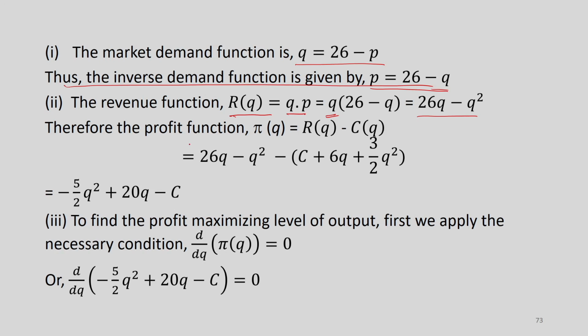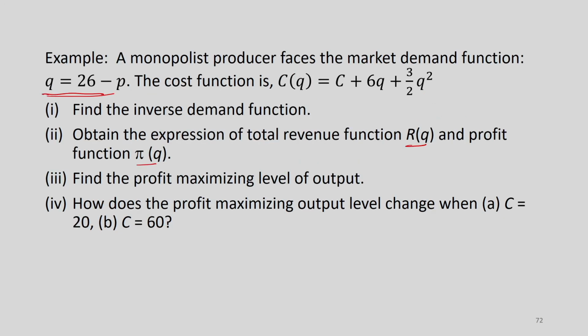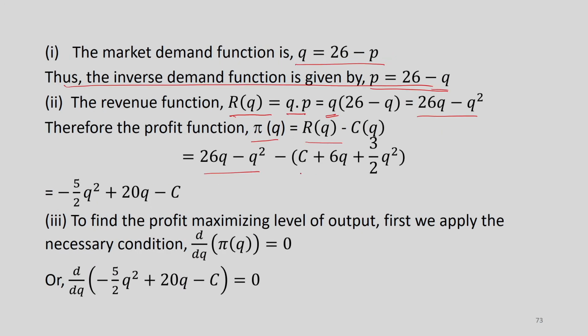From this we will get the profit function. What is profit? Profit is revenue minus cost. So, revenue we have found out, it is 26 minus Q square and cost is given to be C plus 6 Q plus 3 divided by 2 Q square, that we substitute here in the cost function and then this is simplified as minus of 5 divided by 2 Q square plus 20 Q minus C. Okay, so, this is the profit function.